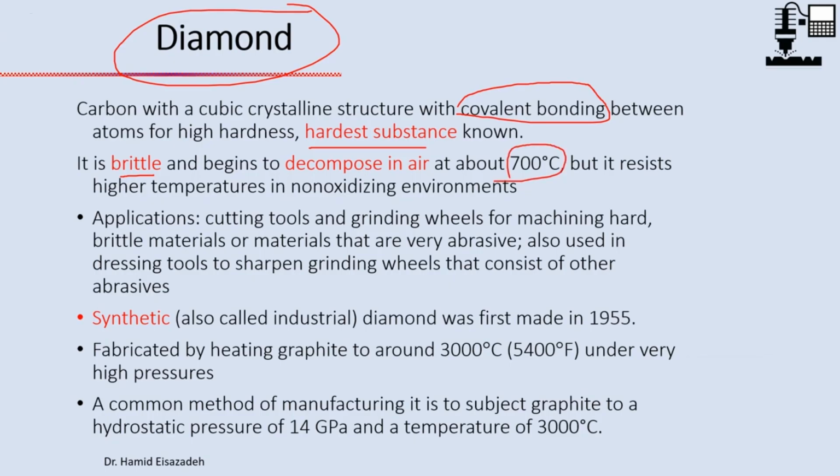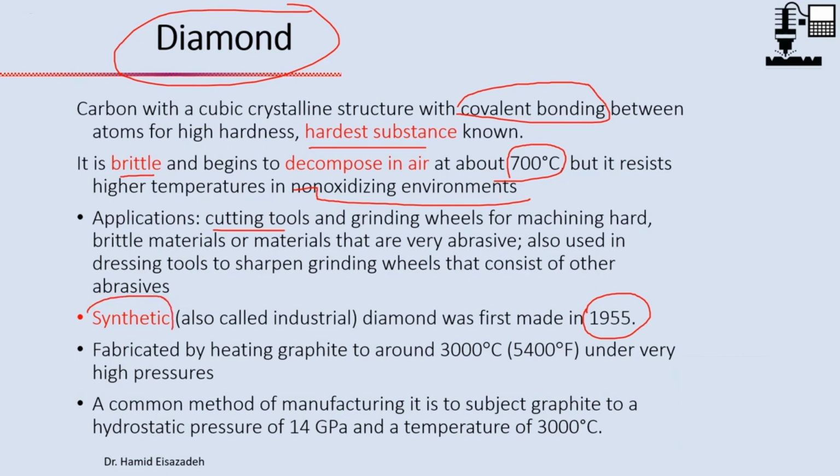But if you keep the diamond in a non-oxidizing environment, it can resist decomposing. It has a lot of applications. Some of them are, for example, cutting tools and grinding wheels. And recently, in 1955, they were able to make diamond synthetically.